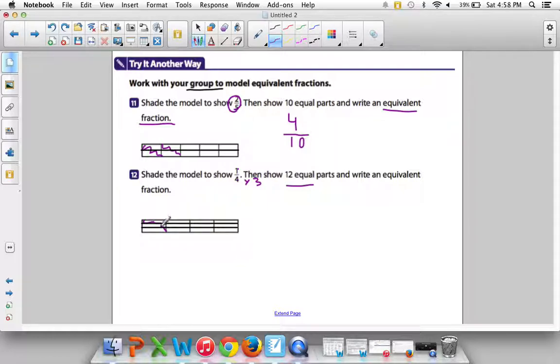1, 2, 3 are shaded. So what's our new equivalent fraction? Well, there are how many pieces again? There are 12 pieces. That goes on the bottom. And then how much is shaded? How much has color in it? 1, 2, and 3. 3/12 is an equivalent fraction to 1/4.